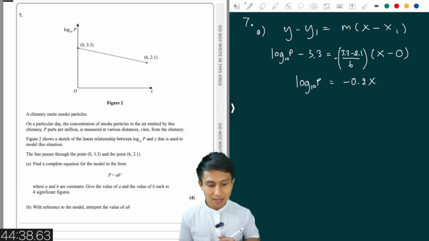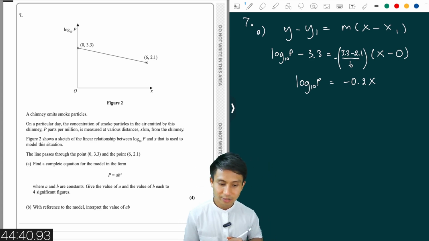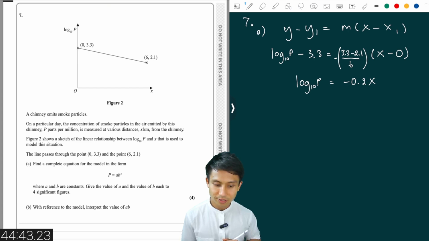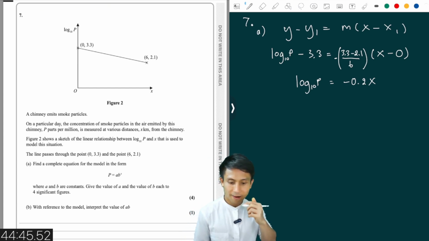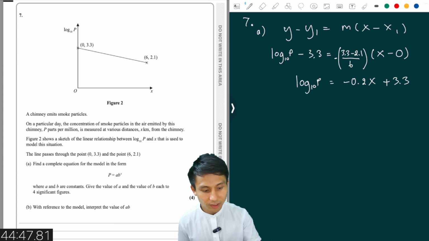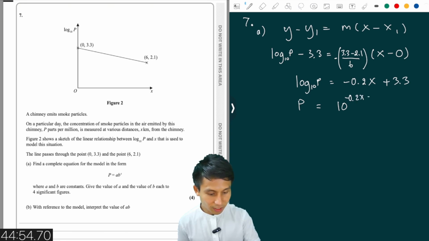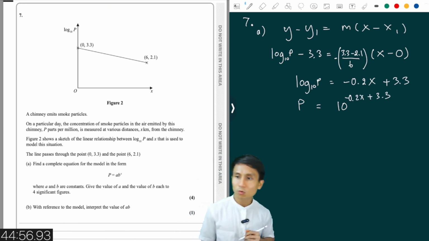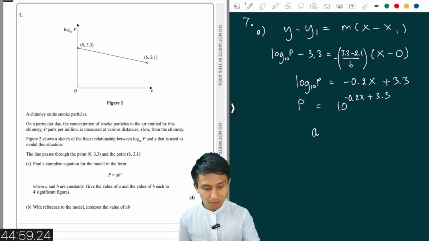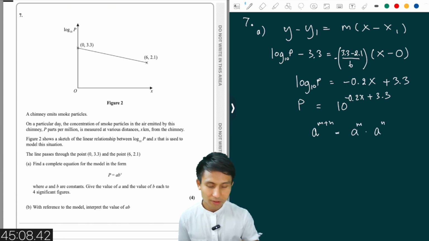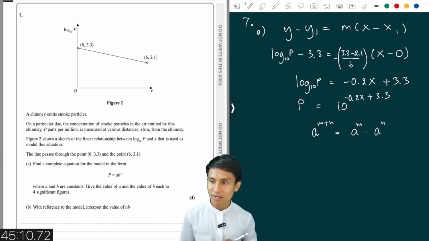Yep. And then okay, so let me think a bit. Oh, I forgot the 3.3 right here. Okay. And then if we make p the subject right here, it's going to be 10 to the minus 0.2x plus 3.3. Well, we can use the law of indices here, where a to the power of m plus n, we know that we can split them to 2 powers like that, multiplying.